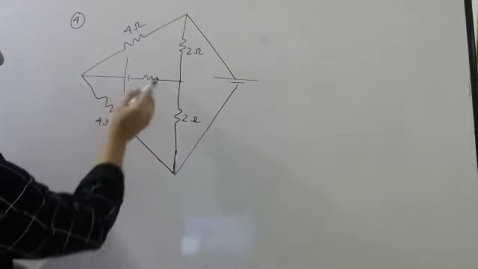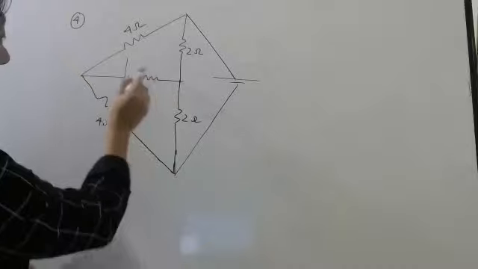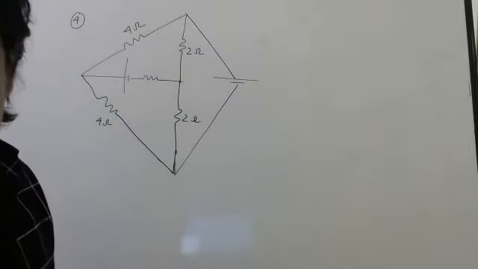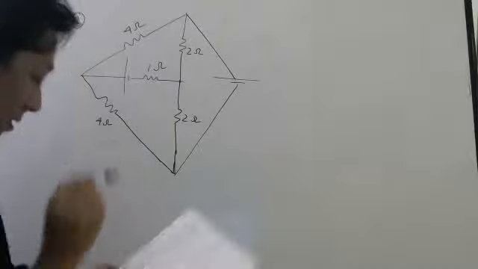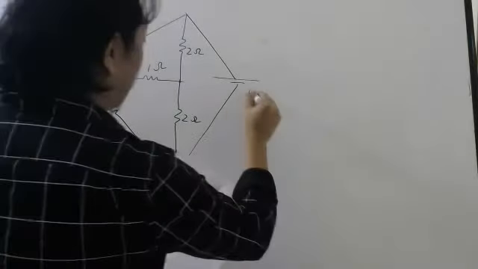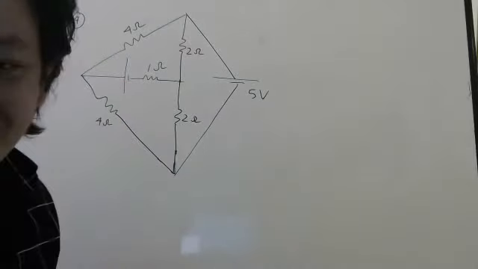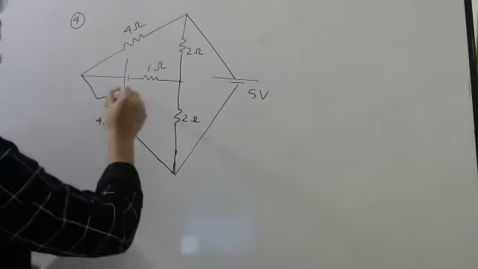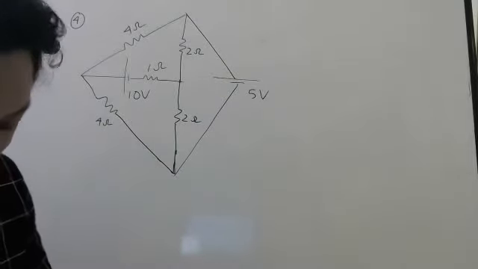Can you tell me how much is this given? Please check your EPL. How much is this given? 1 ohm. Okay. 1 ohm. This battery is 5 volt. How much is this battery's voltage? That also I did not write. 10 volt. Okay, very good. So these are the values in the circuit.